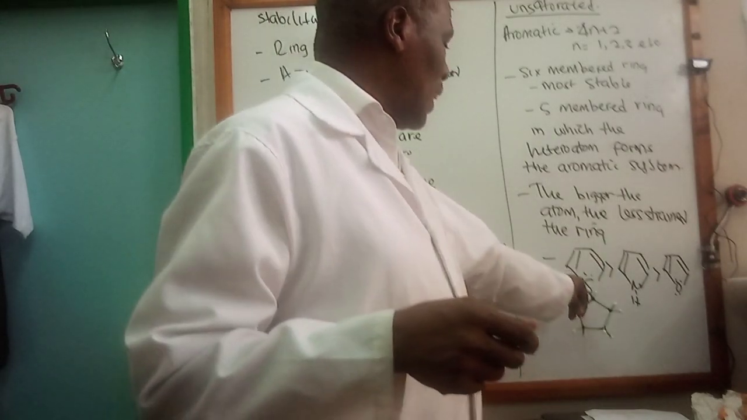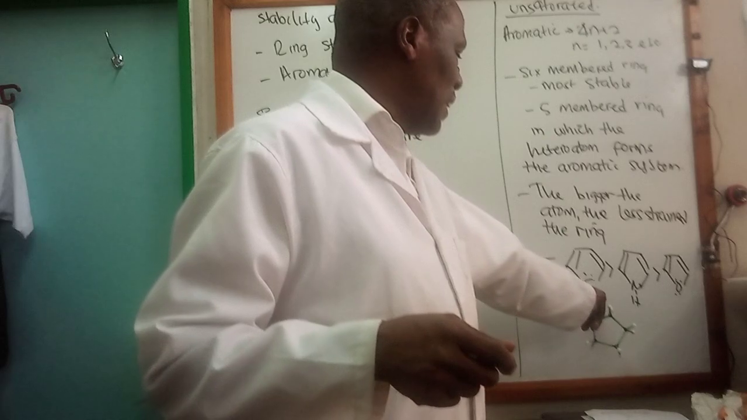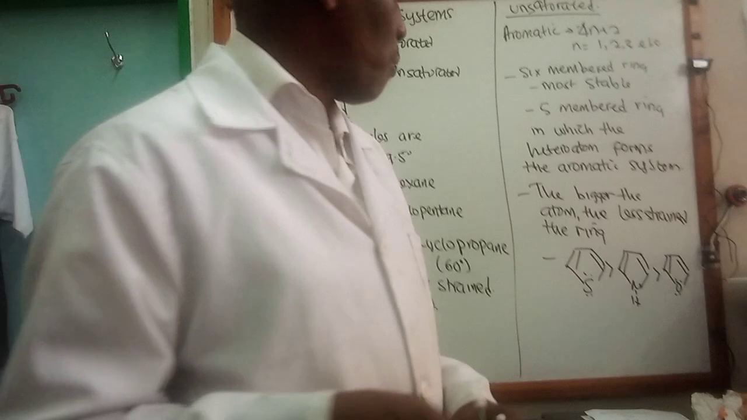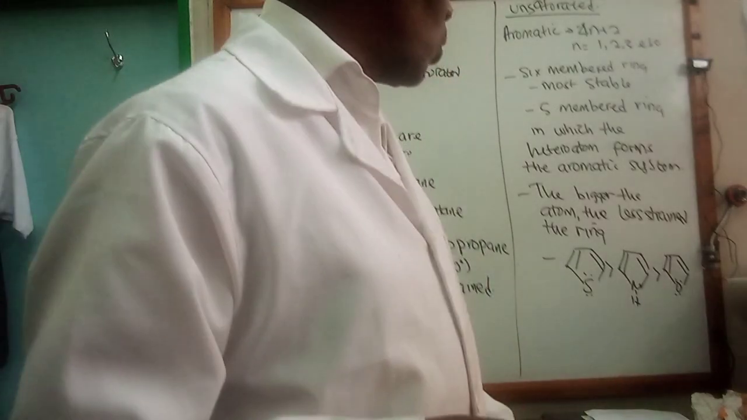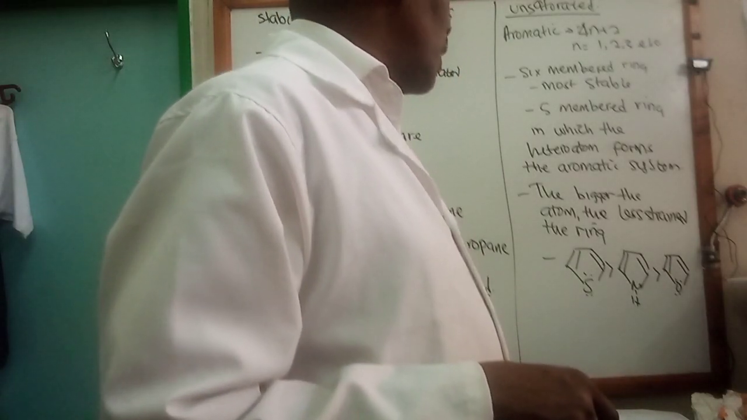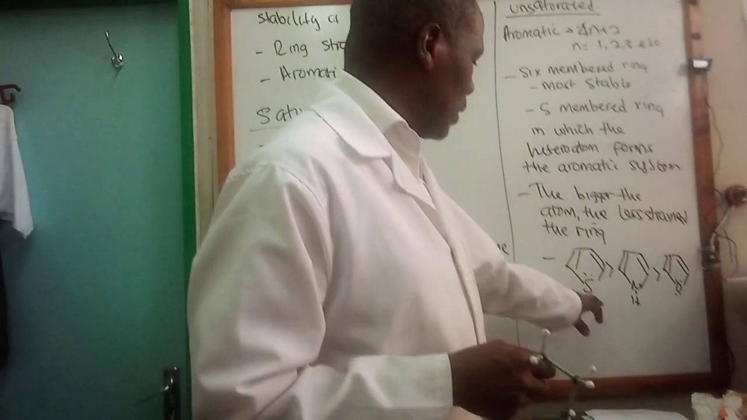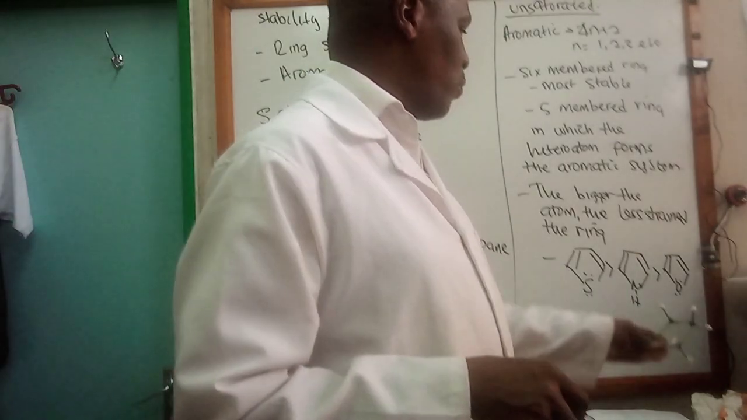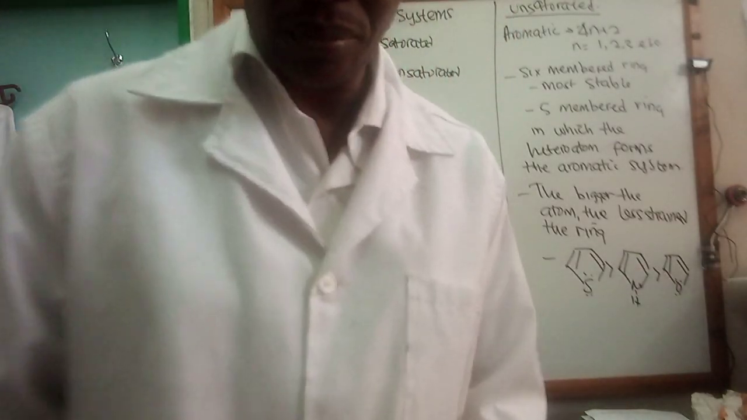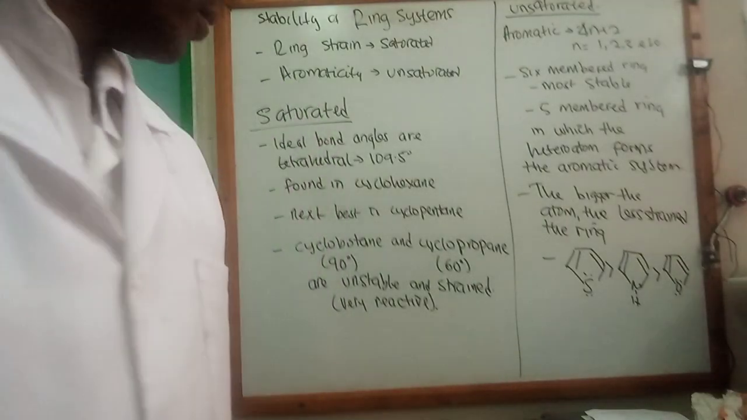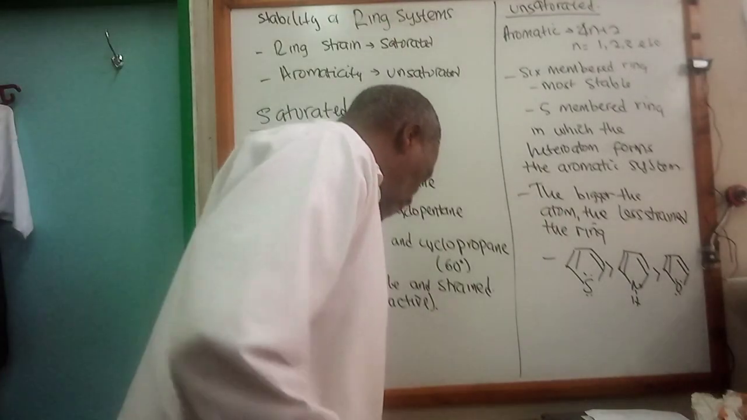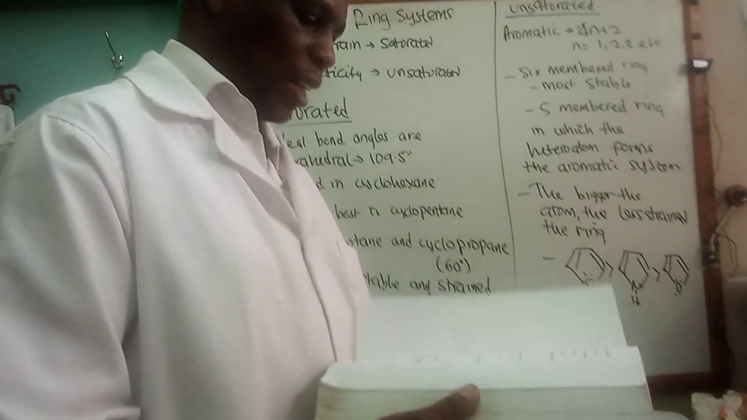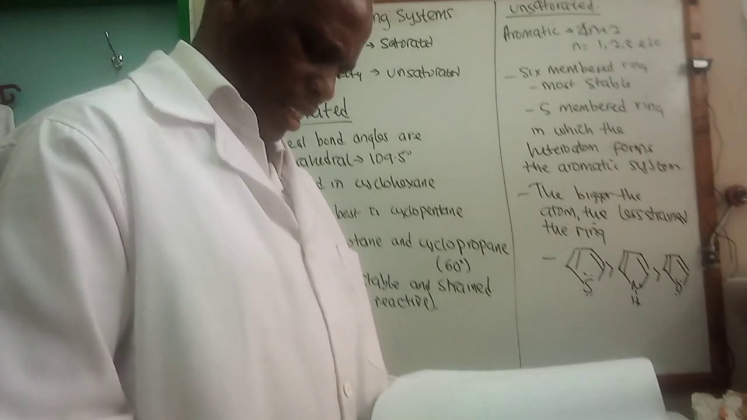So in general, thiophene, the five-membered ring with a sulfur, will be more stable than pyrrole, but there is not much difference between thiophene and pyrrole. But for furan, which is the last one, you're going to get the lowest aromaticity.